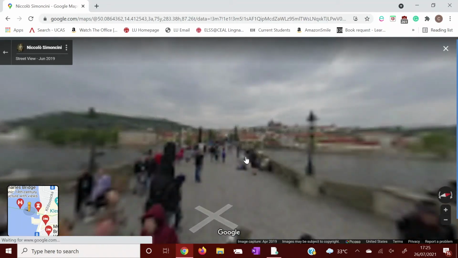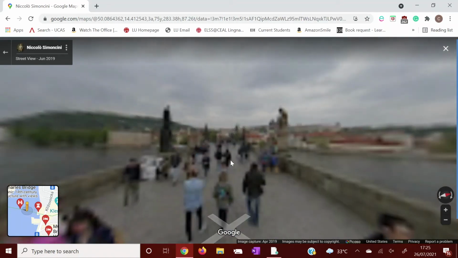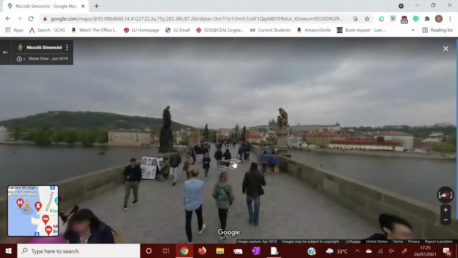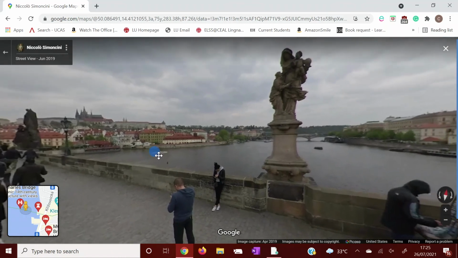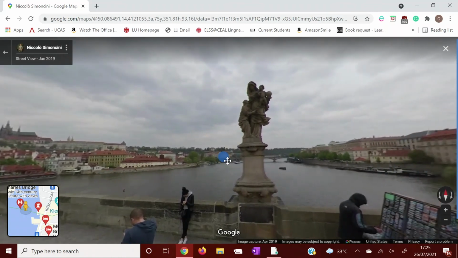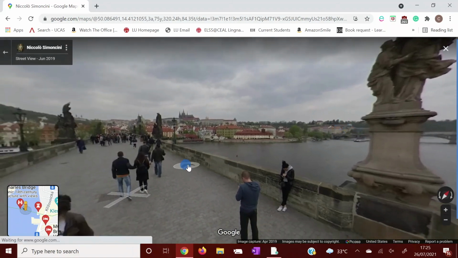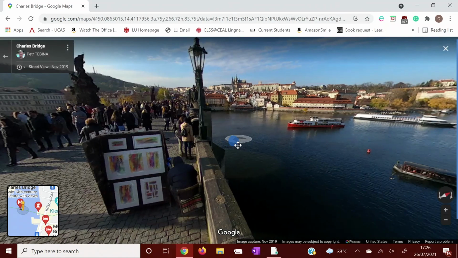Charles Bridge is the oldest bridge still standing over the Vltava River in Prague, and the second oldest bridge in the Czech Republic. Charles IV had it built in 1357, after the previous bridge, Judith Bridge, had been destroyed by floods in 1342. And, until 1841, it was the only bridge over the Vltava River in Prague.